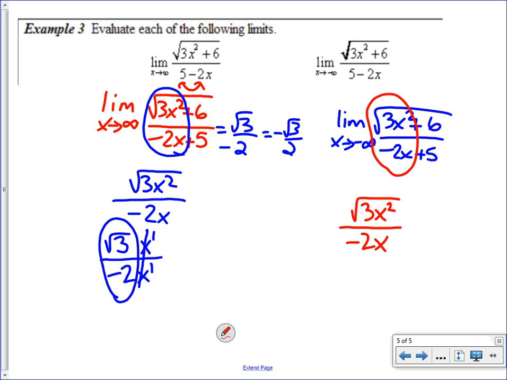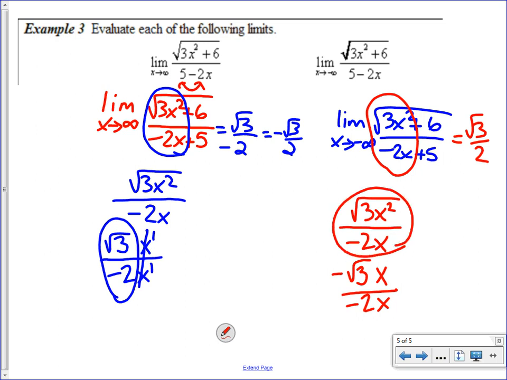Again, if we simplify that numerator, that could simplify to the square root of 3 times x, because the square root of x squared is x, over -2x. So you might be thinking, all right, well, our degrees are the same, so we're going to go to our leading coefficients. But since x is approaching negative infinity, we want to take the negative square root. So this would actually equal negative square root of 3 over 2, which will then become positive square root of 3 over 2.